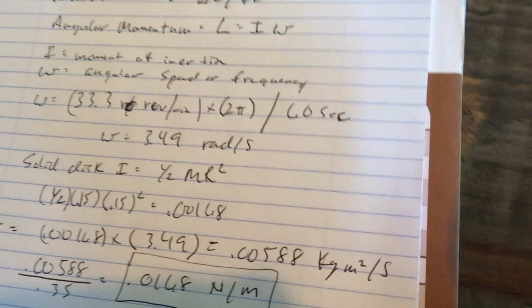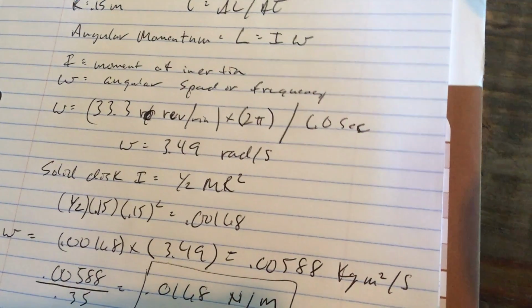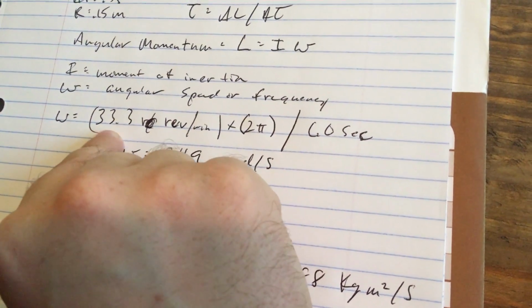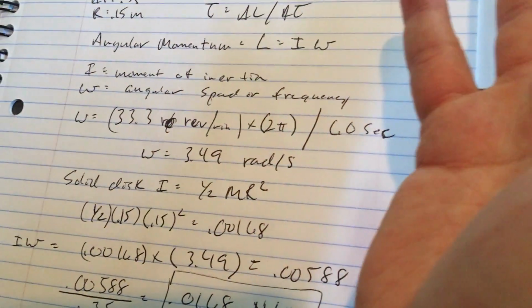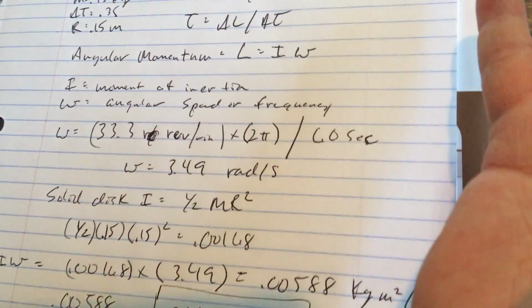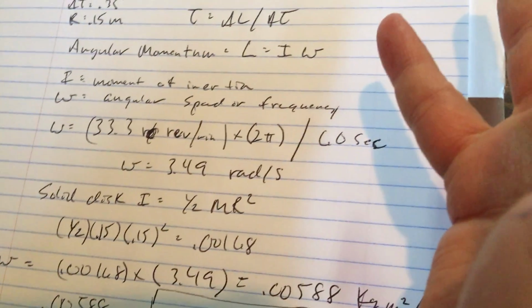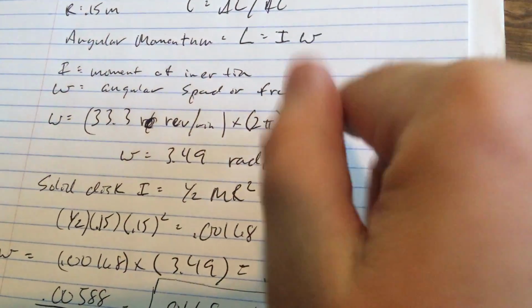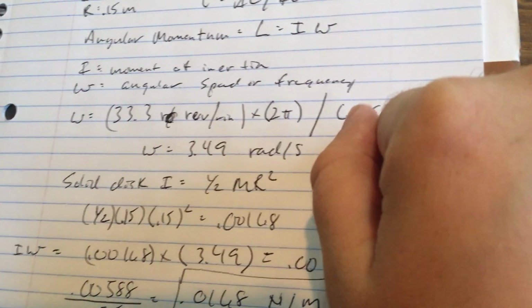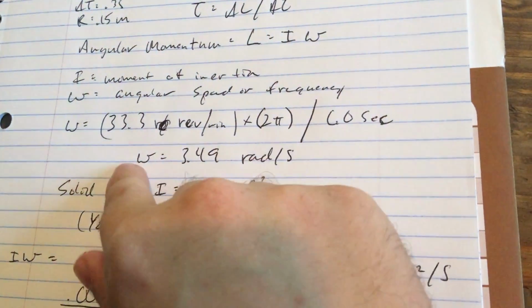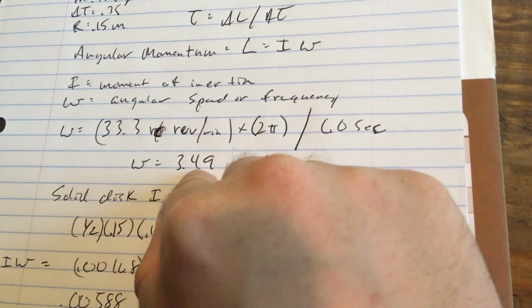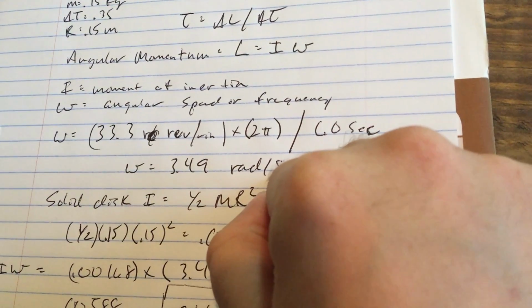We calculate omega by taking 33.3 revolutions a minute. I realize it's supposed to be repeating, but we're doing this for practical purposes. Multiply that by 2 pi, because once again we want our answer in radians, and then divide by 60 seconds to get the answer in radians a second. That comes out to omega equaling 3.49 radians a second.